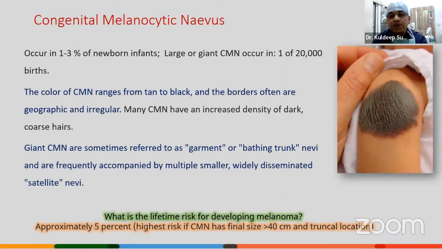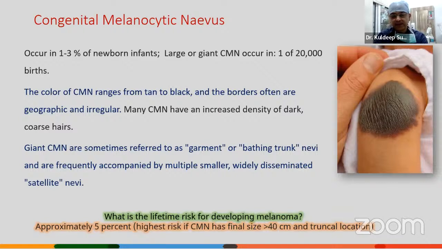They occur in almost 1 to 3% of infants. Large or giant congenital melanocytic nevi would occur probably in 1 in 20,000 births. The color of the nevus ranges from tan to black, and the borders are often geographic and irregular. They have increased density of dark and coarse hairs over them. We do not see hair at birth itself, but as time passes by. This is also sometimes referred to as a garment or bathing trunk nevus, and is frequently accompanied by multiple small disseminated satellite nevi, as I told you.